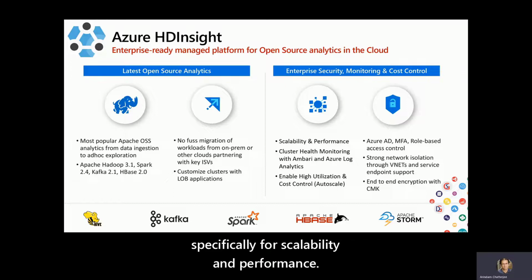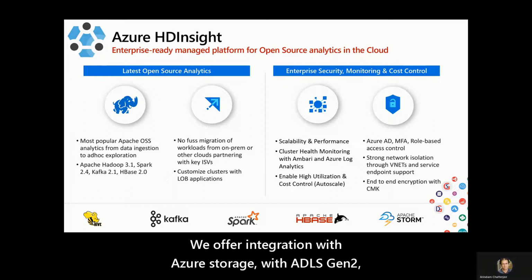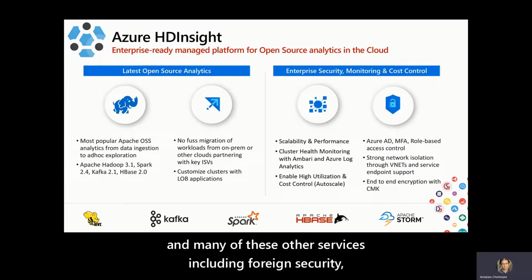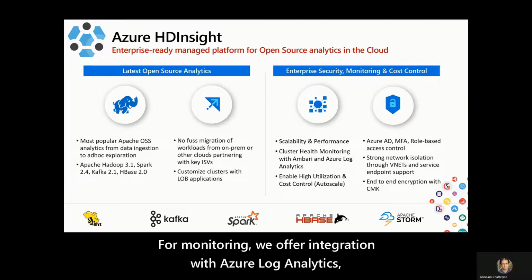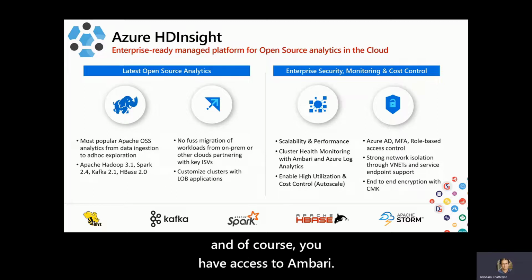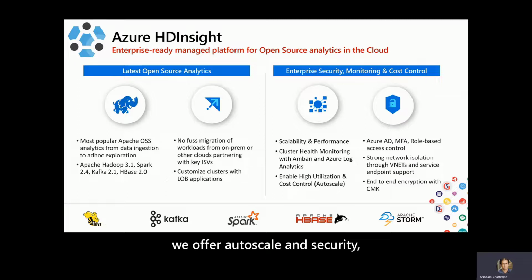So specifically for scalability and performance, we offer integration with Azure Storage, with ADLS Gen 2, and many of these other services, including for security, things like Azure Key Vault, Azure Networking, VNets, etc. For monitoring, we offer integration with Azure Log Analytics, and of course, you have access to Ambari. For high utilization and cost control, which is very important for a lot of our customers, we offer Autoscale.